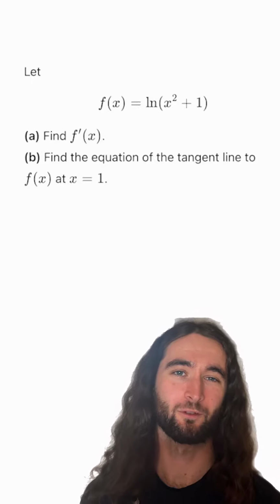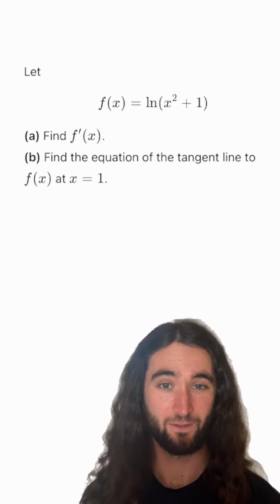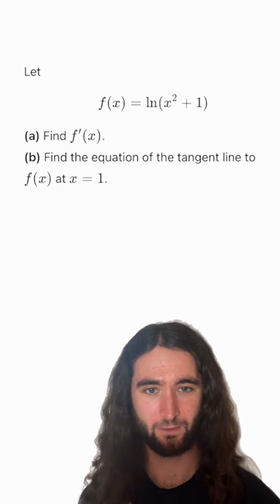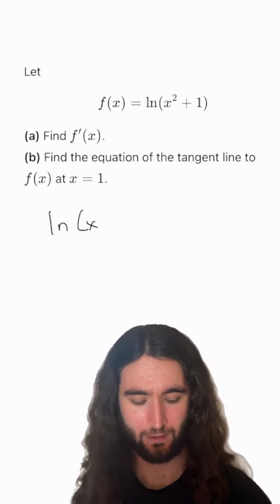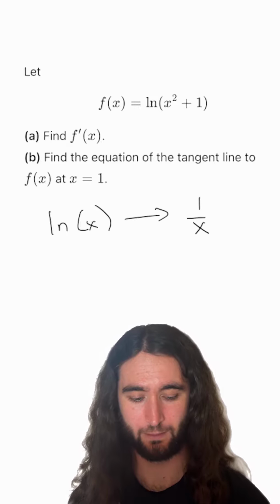All right, here's another problem from a calculus exam. We have this function, natural log of x squared plus 1, and we need to find the derivative of it first. So remember that the derivative of just natural log of x is 1 over x, and we're going to need to use the chain rule with that.